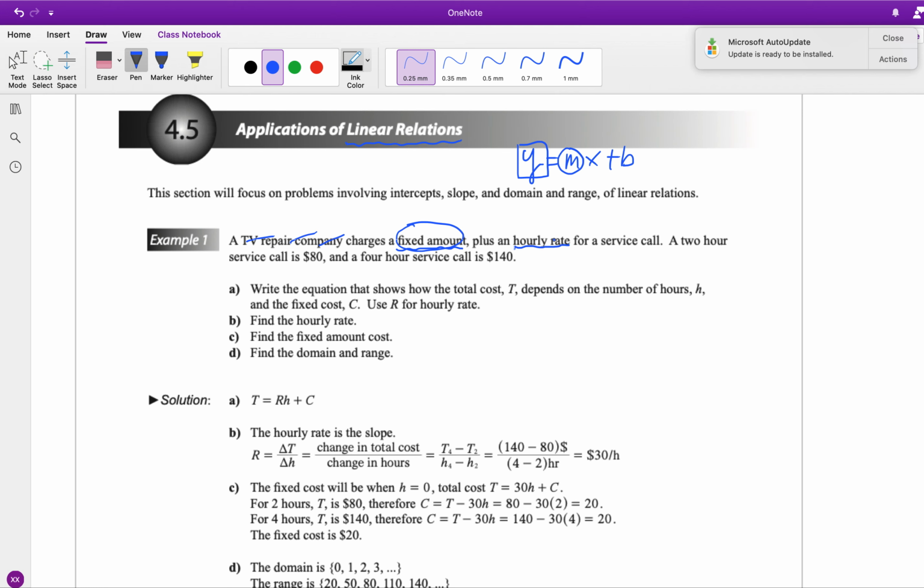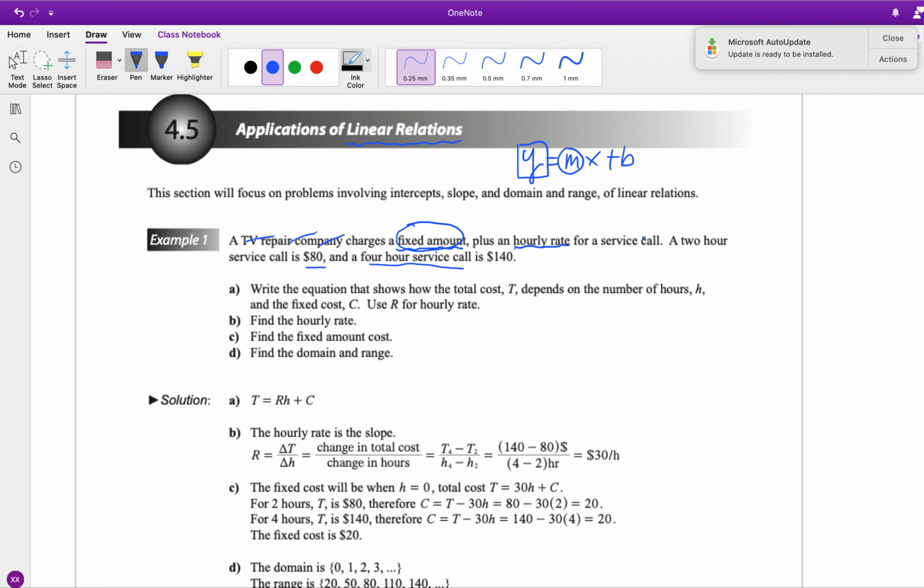So that is why it's important to know the fixed amount. After that, some companies say minimum 1 hour. Even though he's in your house for 2 minutes, you still have to pay the fixed amount, which covers his time, travel, and the gas money he spent to get to your place, and you still have to pay the minimum 1 hour rate. All right? Now, a 2-hour service call is $80, and a 4-hour service call is $140.